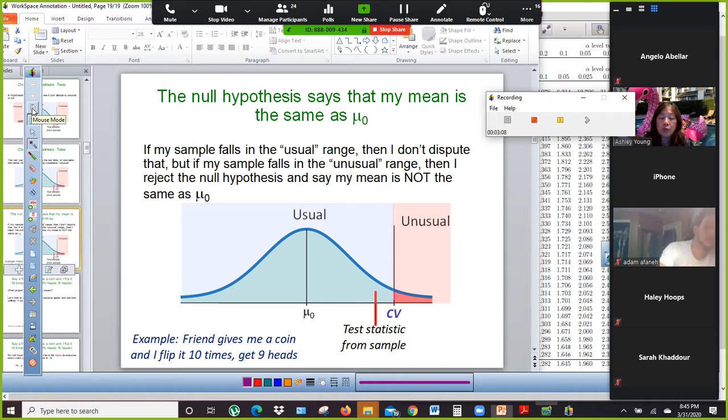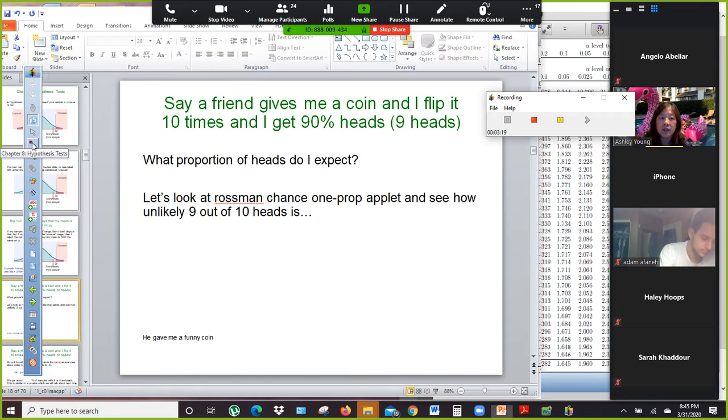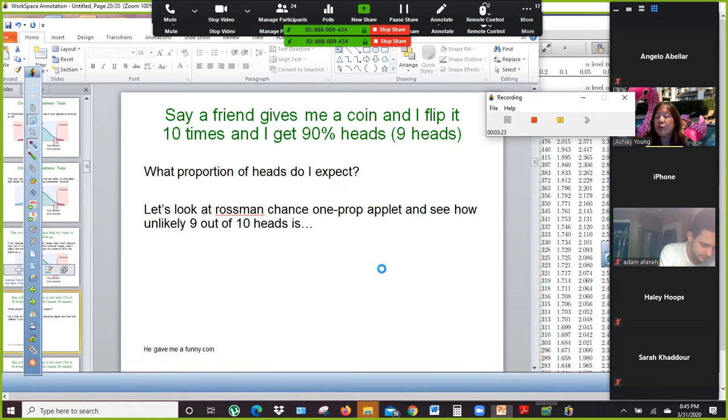We're going to do another quick practice, where a friend of mine gives me a coin and he flips it 10 times. If I flip a coin 10 times, how many heads do I get? What percent of heads do I expect to get? 50%. Right, so you expect 0.5 of them to be heads.